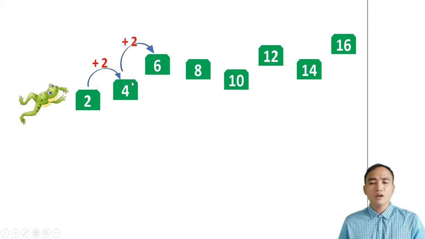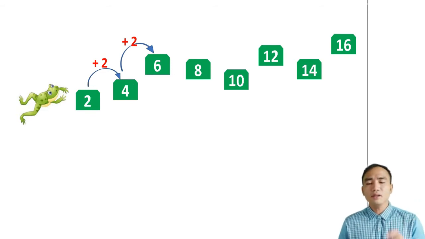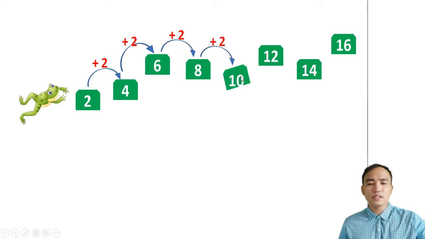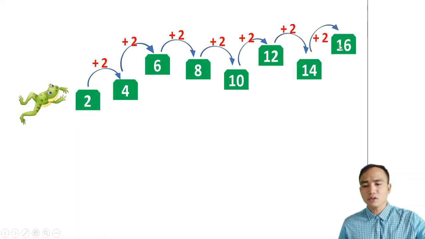So we can observe the pattern that we are adding 2 to each number. So 2 plus 2 is 4, 4 plus 2 is 6, 6 plus 2 is 8, 8 plus 2 is 10, 10 plus 2 is 12, 12 plus 2 is 14, 14 plus 2 is 16, and so on.